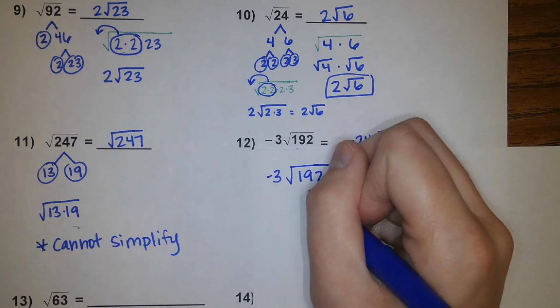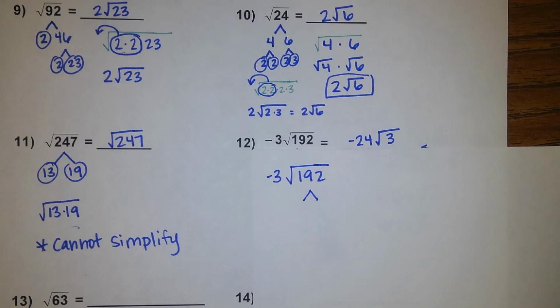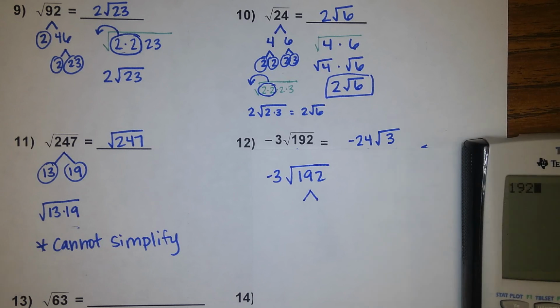So we want to think about the perfect squares that can go into 192. If we know some of our perfect squares, we want to think about the biggest perfect square that can go into it.